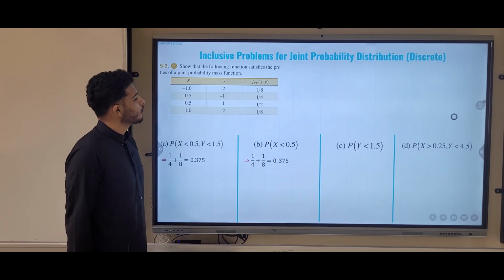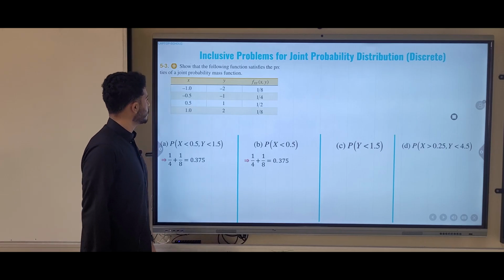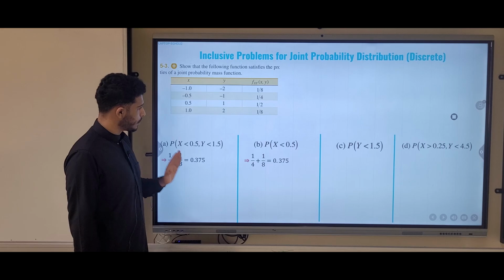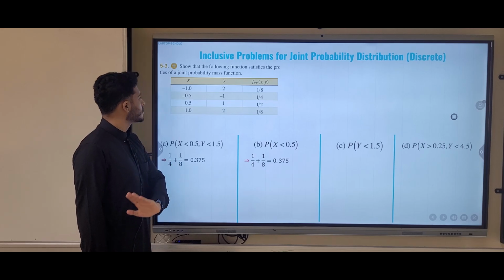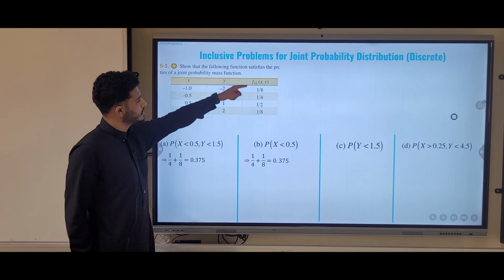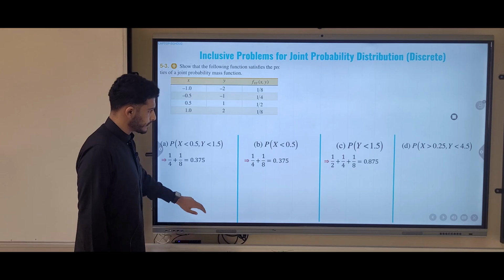So probability of y less than 1.5. So probability of y less than 0.5 is going to include the whole range of x. So all of this is included along with us. So the one that dictates the probabilities that we take is the desired range of y. So it's going to be 1, minus 1, and 2. So add these three probabilities here, and you're going to end up with the answer at the end.